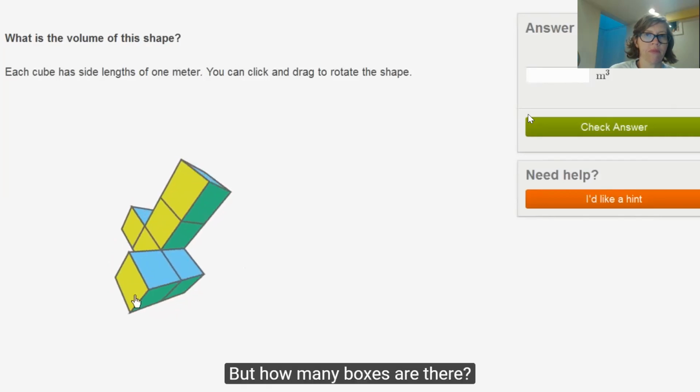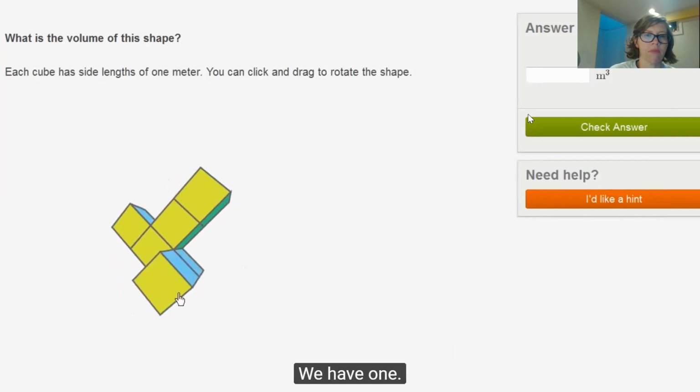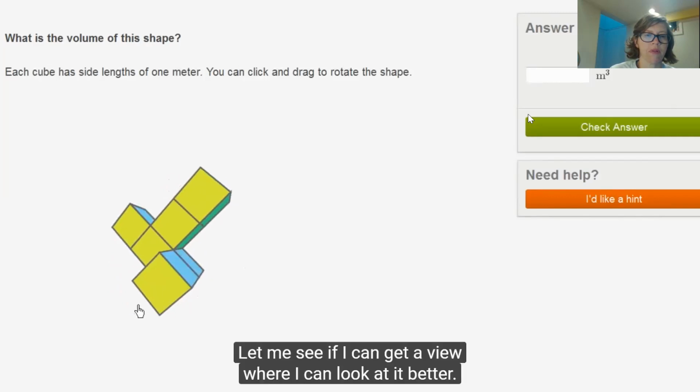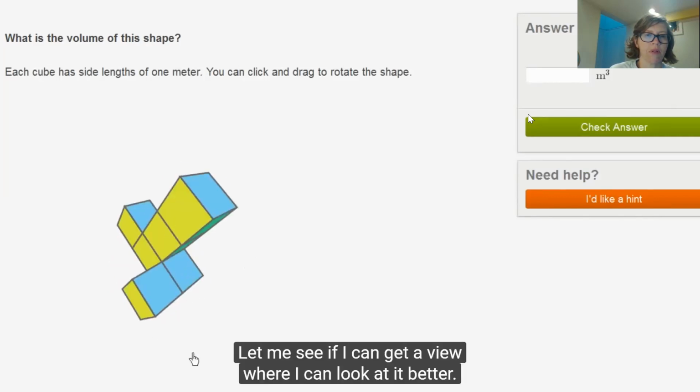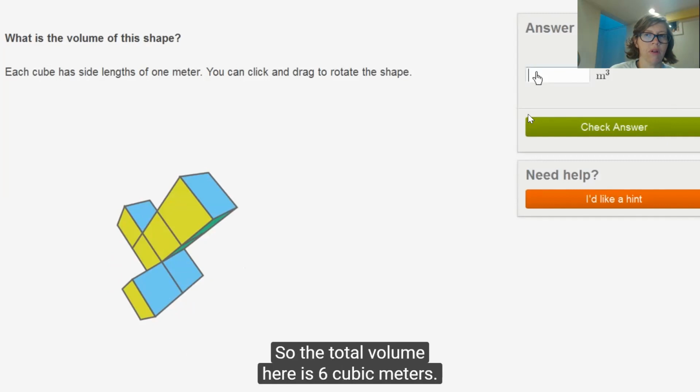But how many boxes are there? Let's see, we have one. Let me get a view where I can look at it better. We have 1, 2, 3, 4, 5, 6 boxes. So the total volume here is 6 cubic meters.